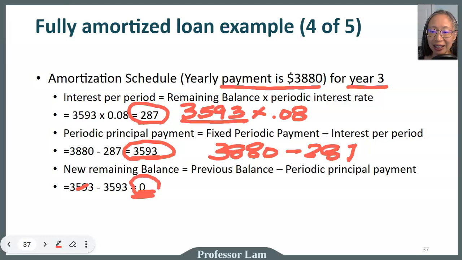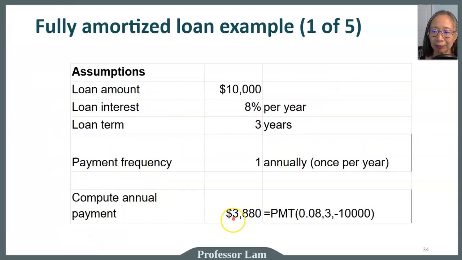This is not an accident, nor is this a coincidence. We figured out the payment amount of $3,880 with the intention that we'll fully pay off the loan in 3 years. When we originally computed the payment, we assumed that we'll pay off the $10,000 over 3 years.